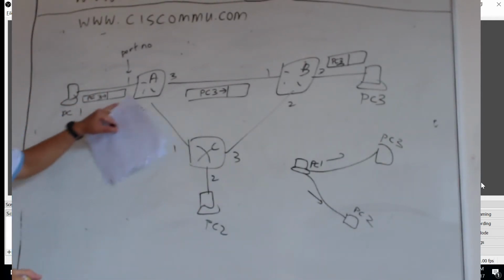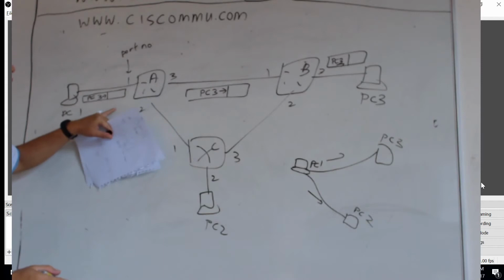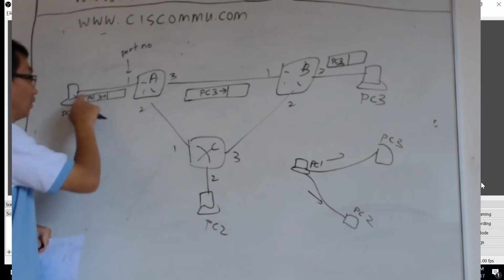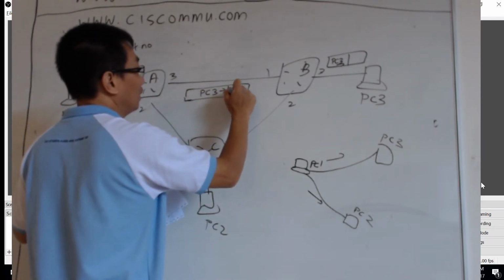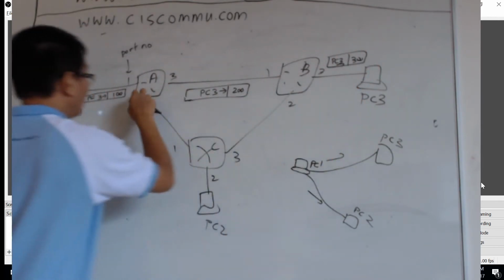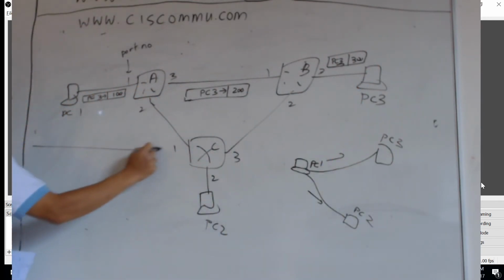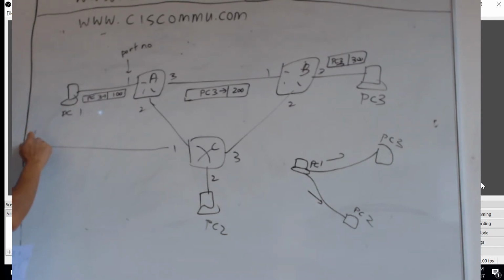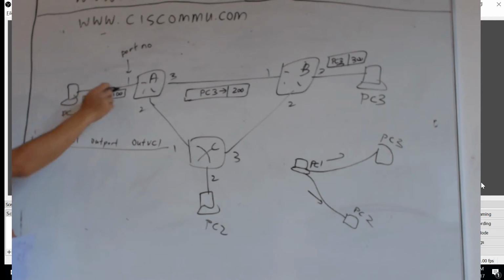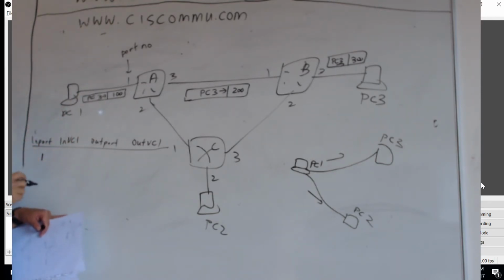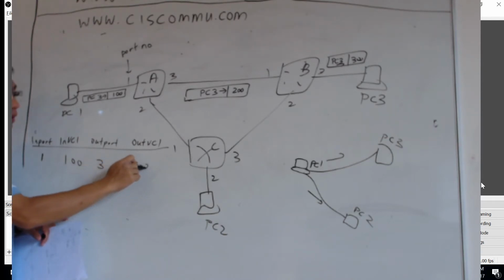Alright, so when it reaches here, he's going to put in a value, a local addressing from here to here. So let's say he puts 100, and then he puts here 200, 300, okay? So what does this switch do on switch A? You have in port, in VCI, out port, out VCI. Okay, in port is port 1. Listen here, don't look. In VCI is 100, out port is port 3, out VCI is 200.